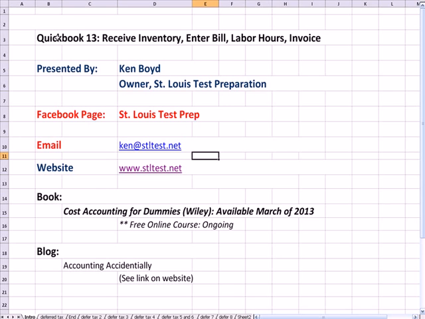QuickBooks 13, receive inventory, enter bill, labor hours, and invoices.